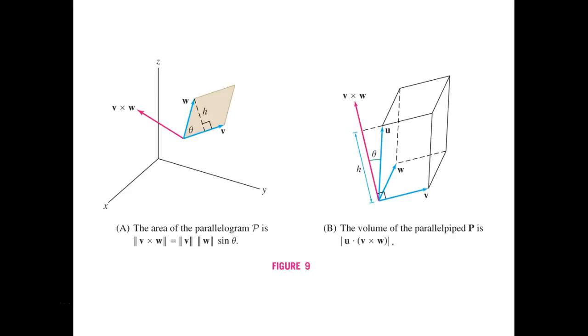Cross products and determinants are closely related to area and volume. Consider the parallelogram P. I guess this is the parallelogram they're talking about here.